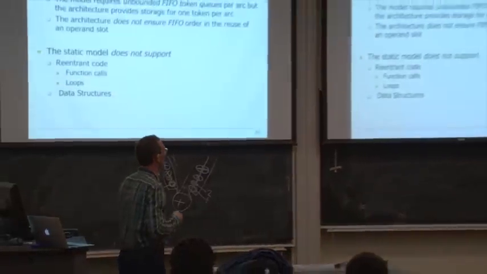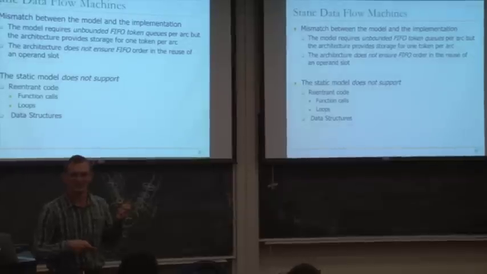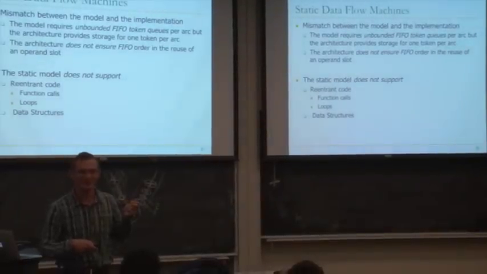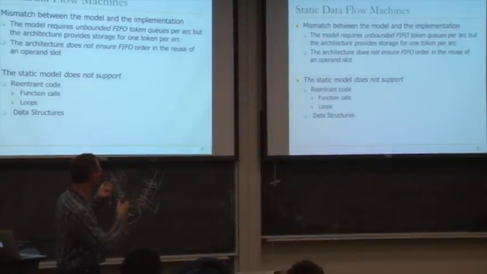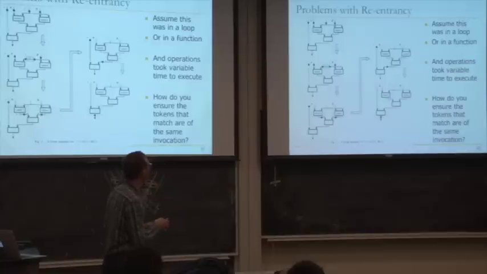Okay? So how do you support something like this? Well, let's take a look at reentrancy. This is called Reentrant Code. Are you familiar with that term? You read that paper. So Reentrant Code means basically you re-enter the same code. That's simple. And function calls and loops are one example.